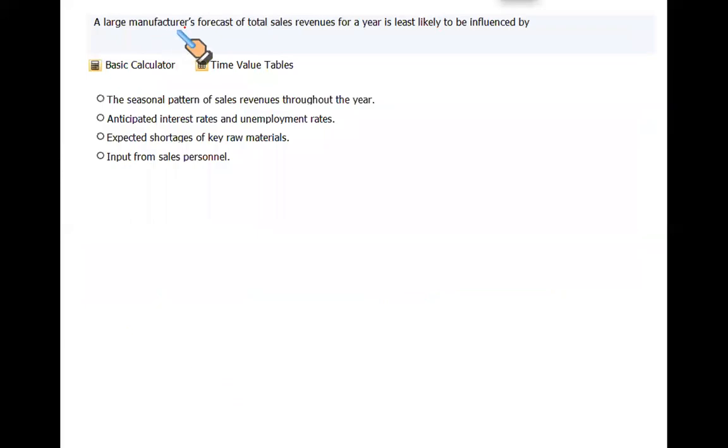Then: a large manufacturer's forecast of total sales revenue for the year is least likely to be influenced by which of these factors? Input from sales personnel, your sales staff. Whatever input they give, it is very important. It will influence your sales budget. It will influence your sales forecast. Expected shortages of key raw materials will affect your production, which in turn will affect your sales.